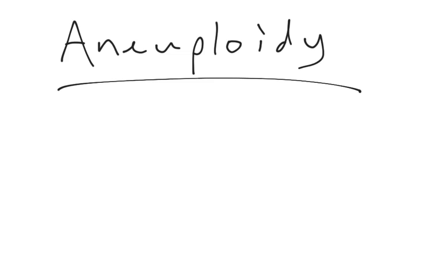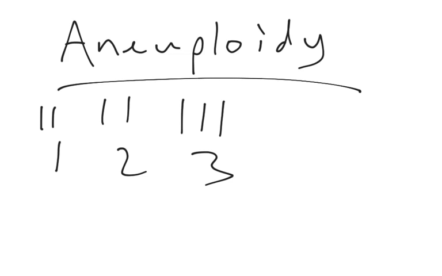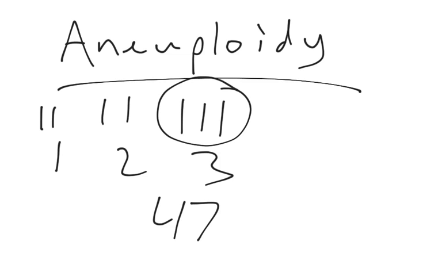For example, which we'll talk about more in a minute, Down syndrome is caused by this. So, if we have 2 of chromosome 1, 2 of chromosome 2, and then all of a sudden we have 3 of chromosome 3. During meiosis, the chromosomes didn't divide correctly, and we're stuck with 3 here, so our total would end up being 47.